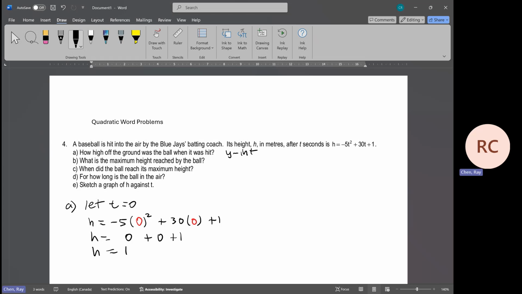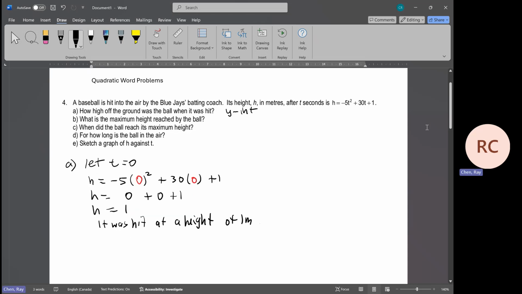So for the first question, letter A, how high off the ground was the ball when it was hit? It was hit at a height of 1 meter. So I think that makes sense. Question B. What is the maximum height reached by the ball?